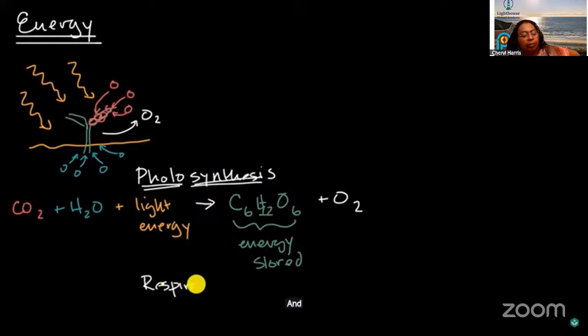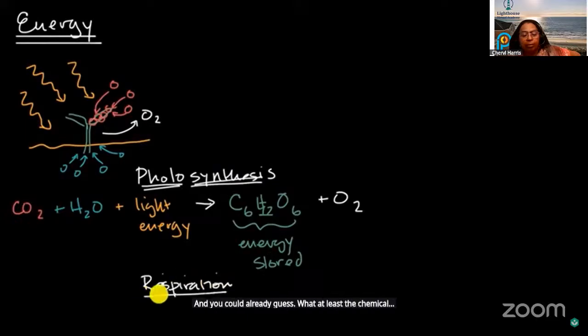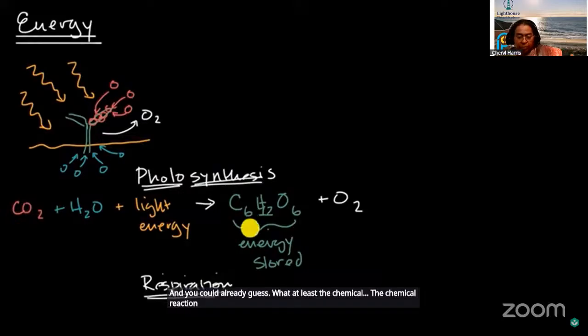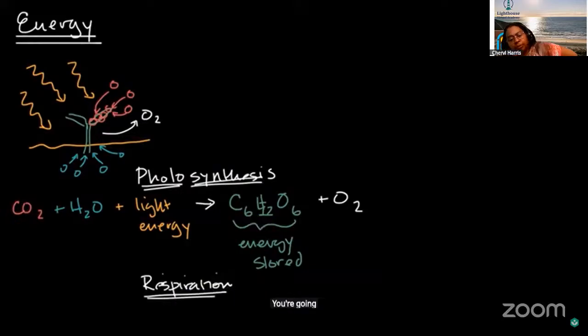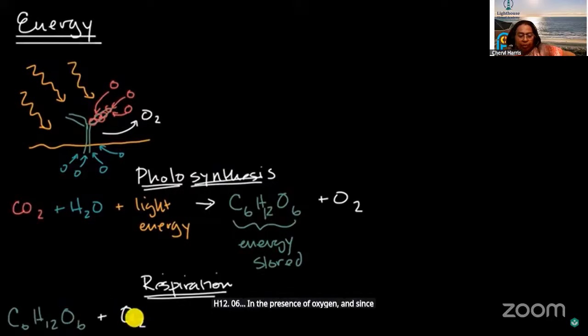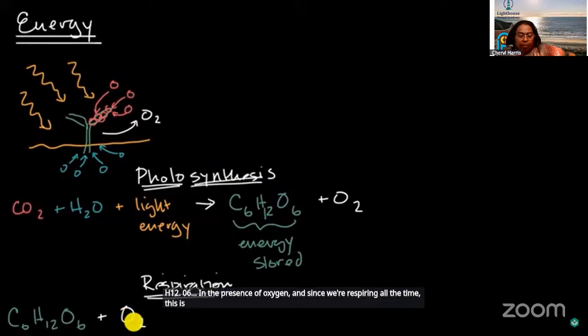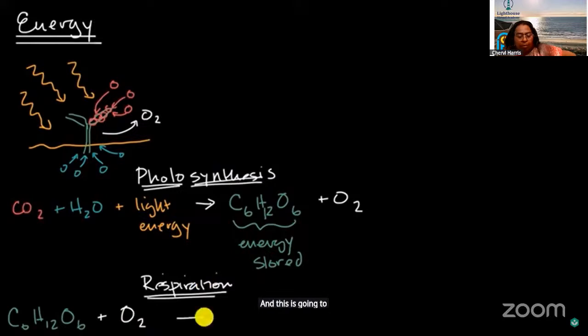And you could already guess what at least the chemical reaction for respiration will look like. You're going to start with our stored energy, our glucose, C6H12O6, in the presence of oxygen. And since we're respiring all the time, this is why we need to breathe oxygen. And this is going to yield carbon dioxide, and that's why we exhale more carbon dioxide than we inhale.